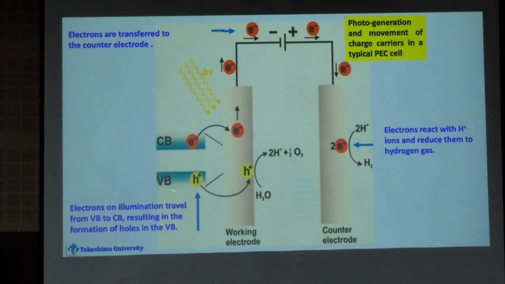So this way, there is a valence band, there is a conduction band, there are two electrodes, working and counter electrode. Basically, how the process occurs, it is almost the same as photocatalysis. A similar kind of oxidation-reduction process occurs. Electrons can move from the valence to the conduction band and be attracted toward the electrode with the help of light.